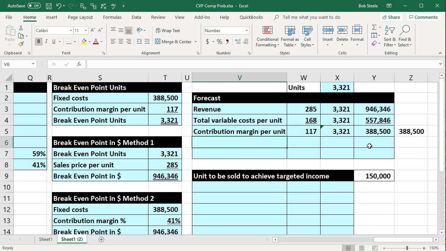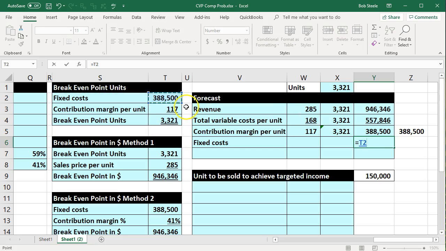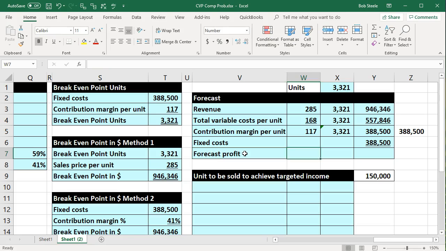And then this is going to be the fixed costs. So I'll say fixed costs. We'll pick up the fixed cost by saying equals, and we could pick it up here. So the 388.5 is our fixed costs, and you'll notice those two are the same number. That's because we just calculated our break-even point, and therefore our forecasted profit or net income is this number minus this number, or zero at the 3,321, because that's our break-even point in units. Break-even point in dollars, we just basically verified that.